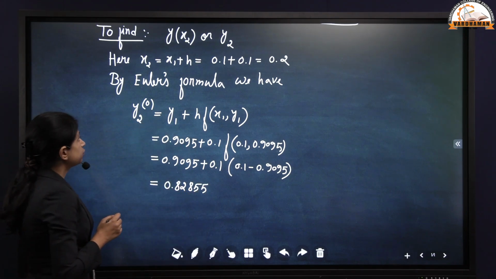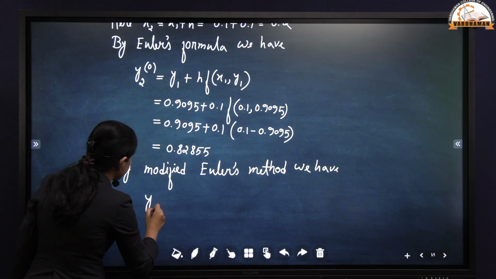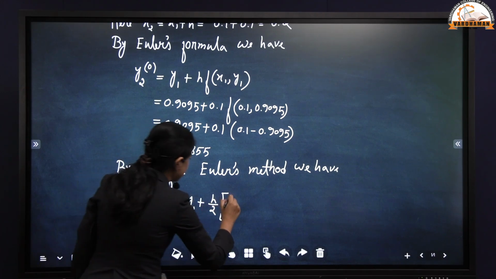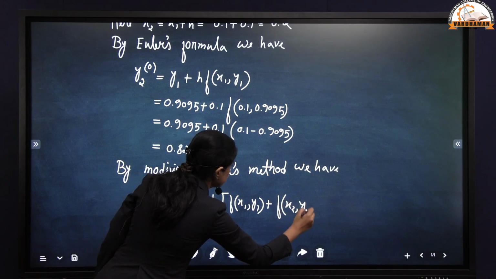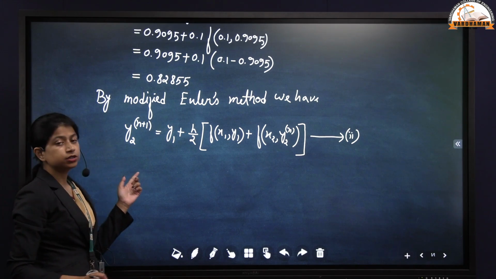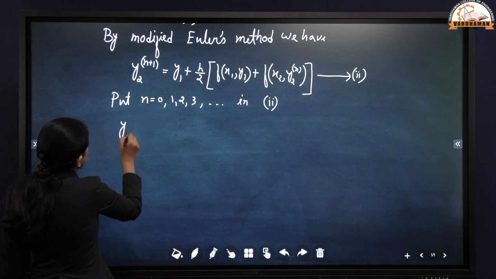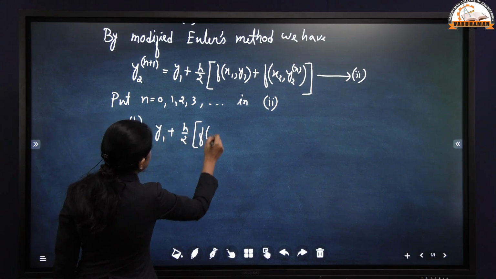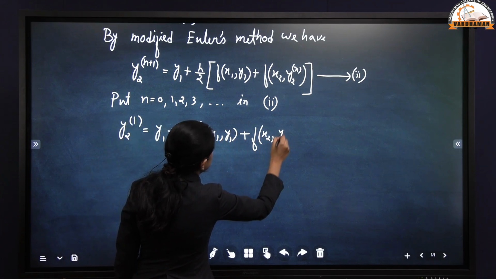0.82855. Now we will find y2¹, y2² and so on using modified Euler's method. y2^(n+1) equals y1 plus h by 2 into f of x1 comma y1 plus f of x2 comma y2^n. Let us give this as equation number 2. Now we will put n equal to 0, 1, 2, 3 and so on to get y2¹, y2² and so on. We have y2¹ is equal to y1 plus h by 2, f of x1 comma y1 plus f of x2 comma y2⁰.